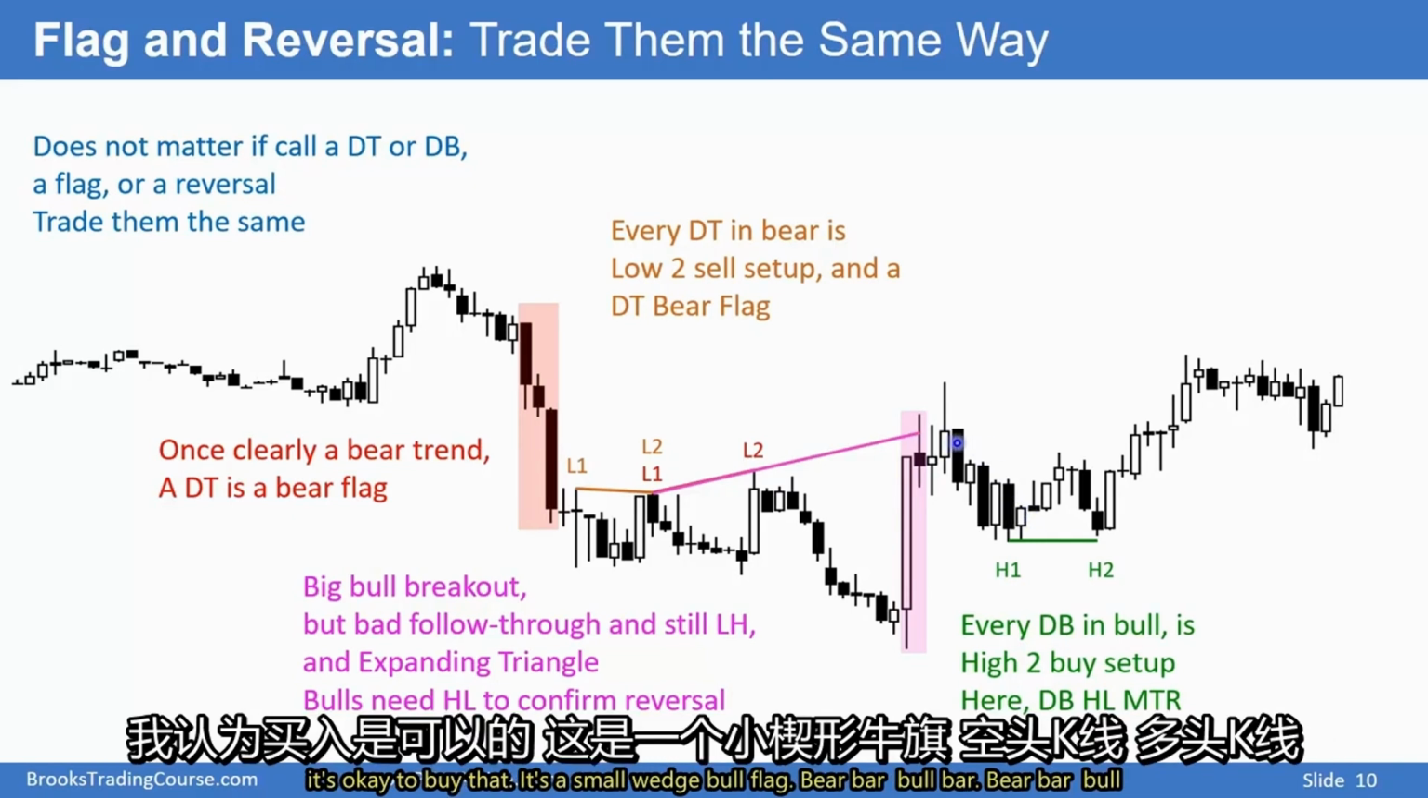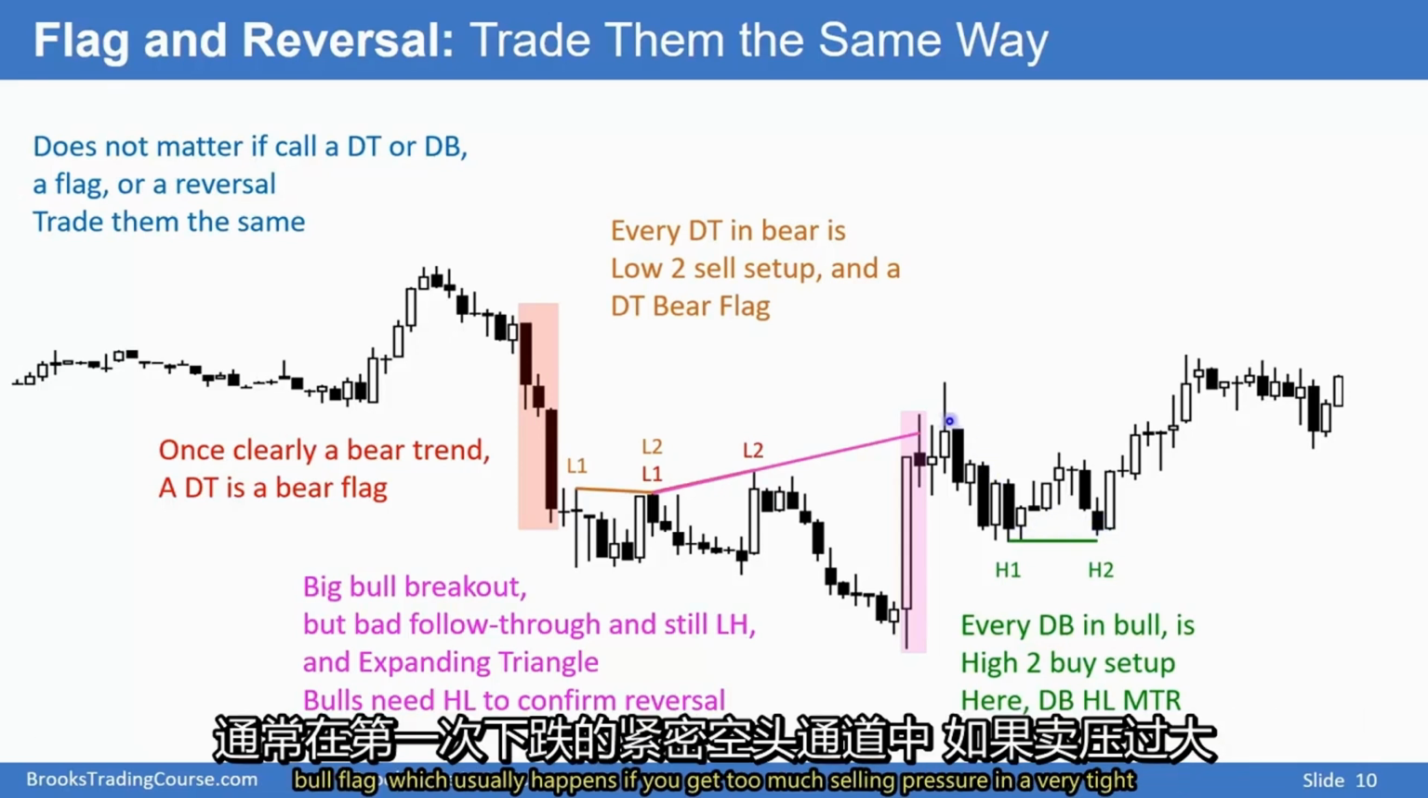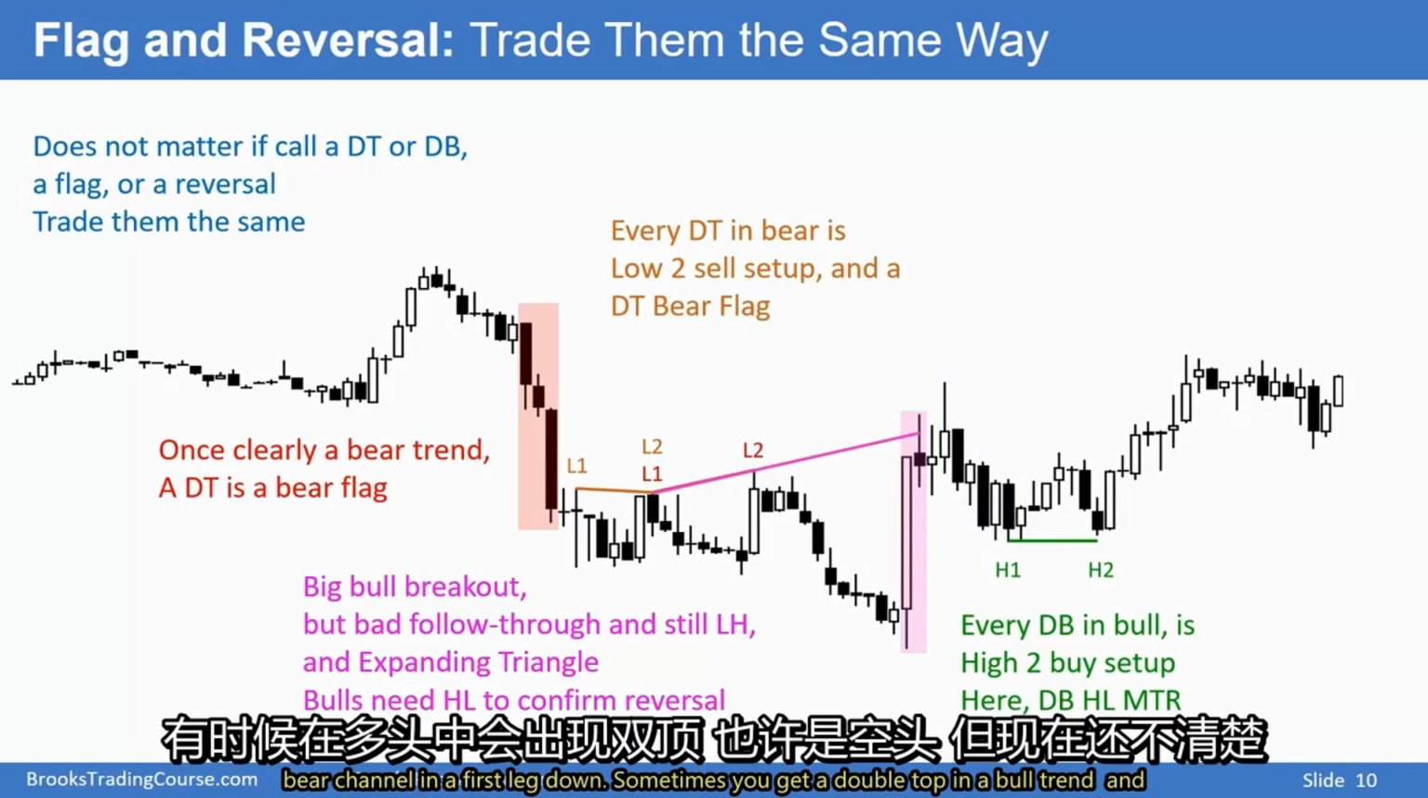It's a small wedge bull flag: bear bar, bull bar, bear bar, bull bar, bear bar, bull bar. So 3 pushes down. You might wait instead for the double bottom bull flag, which usually happens if you get too much selling pressure in a very tight bear channel in our first leg down.